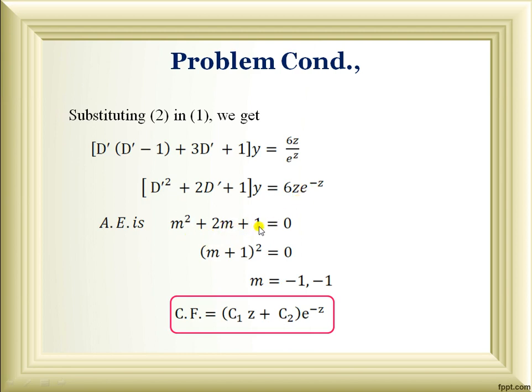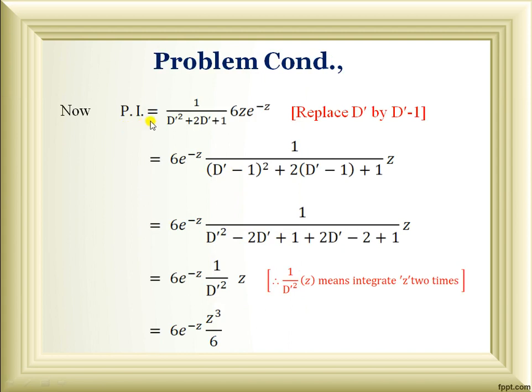Now I am writing the auxiliary equation m square plus 2m plus 1 is equal to 0. I am simplifying this, I will get the roots are minus 1, minus 1. The roots are repeated. So therefore, I write the complementary function as (c1 into z plus c2) into e power minus z. So next I move on to the particular integral: 1 by a function of D dash, 6 into z into e power minus z.